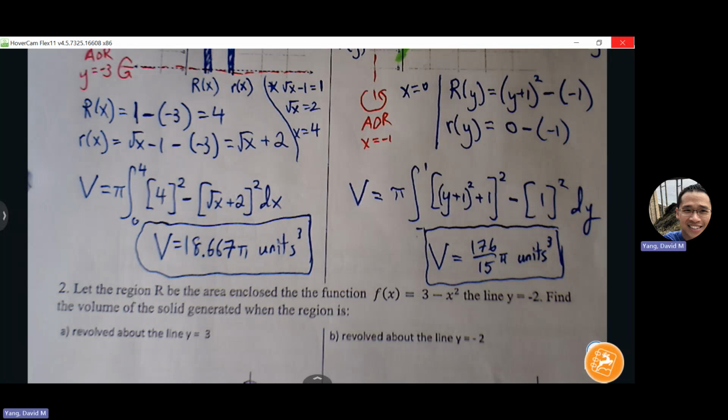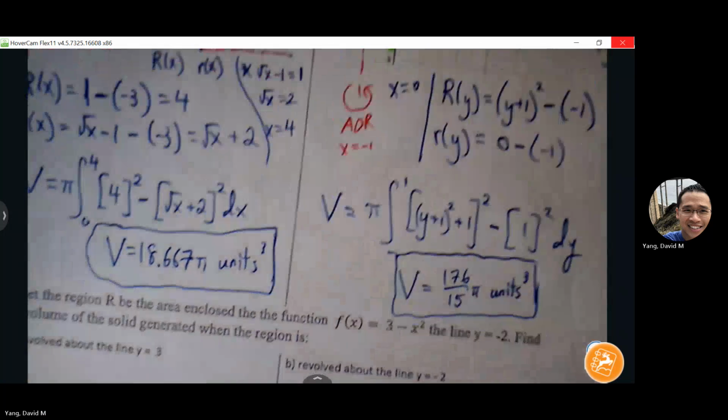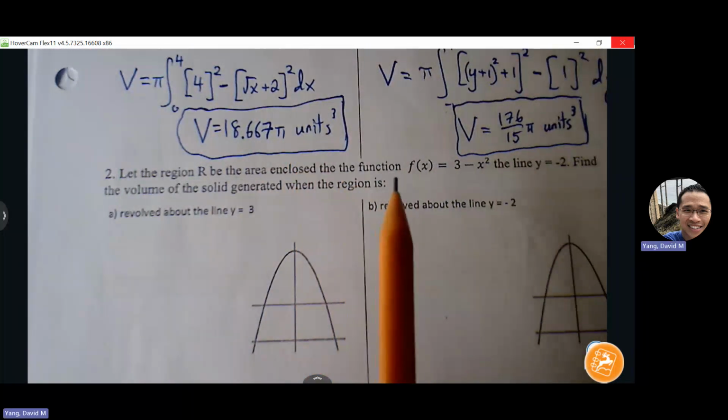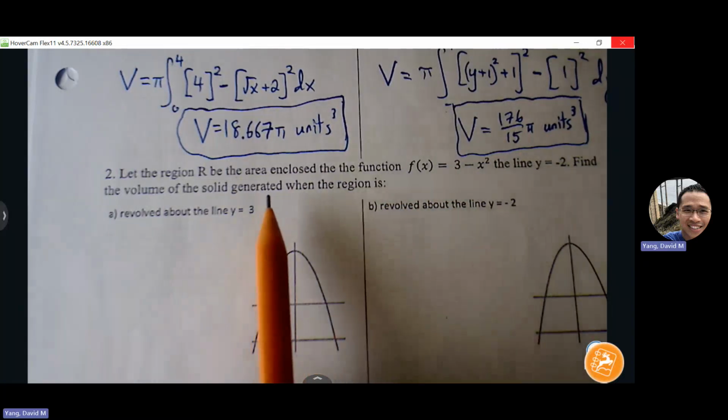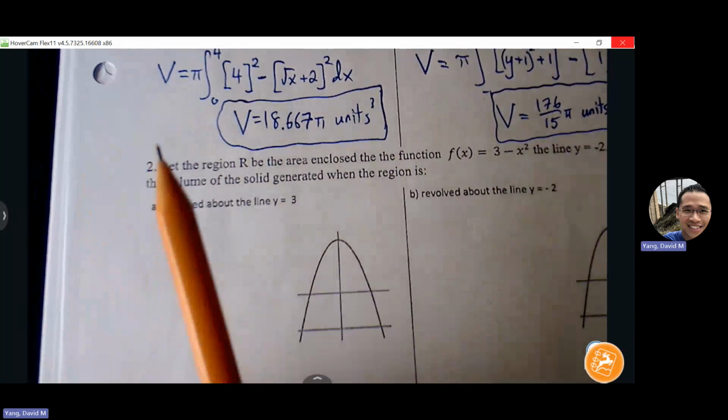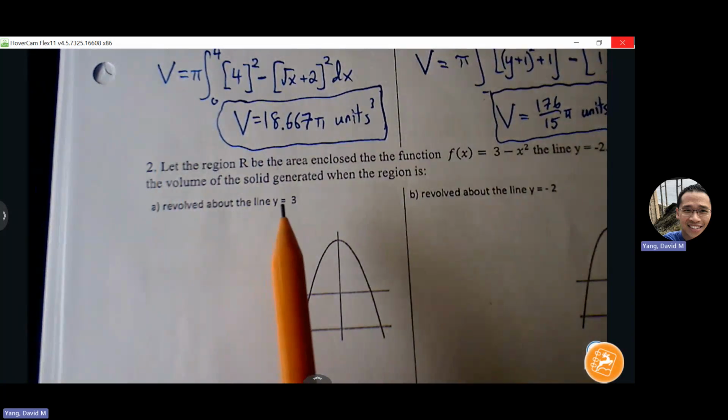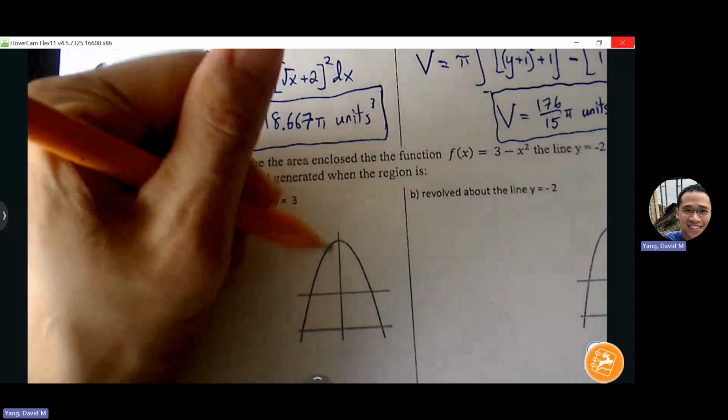Okay, let's take a look at number 3. Sorry, number 2, part A. We have the graph 3 minus x squared. That's this parabola opening down. The line y equals -2, that's down here. Find the volume of the solid generated when the region is revolved about the line y equals 3. So here's my shaded region.